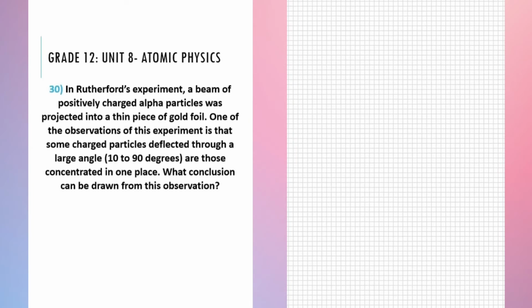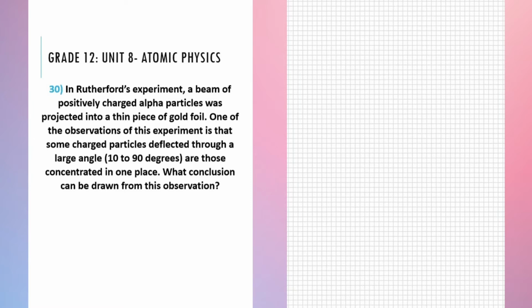Moving on to the next question on atomic physics. Question number 30, the last question of this Physics Matric playlist. In Rutherford's experiment, a beam of positively charged alpha particles was projected into a thin piece of gold foil. One of the observations of this experiment is that some charged particles deflected through a large angle, 10 to 90 degrees, are those concentrated in one place. What conclusion can be drawn from this observation?